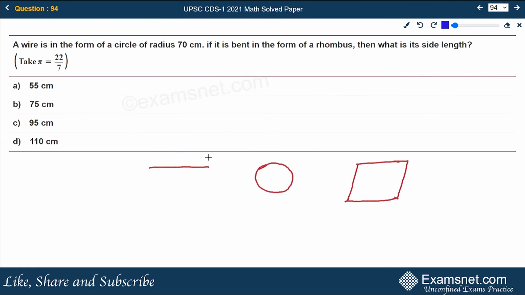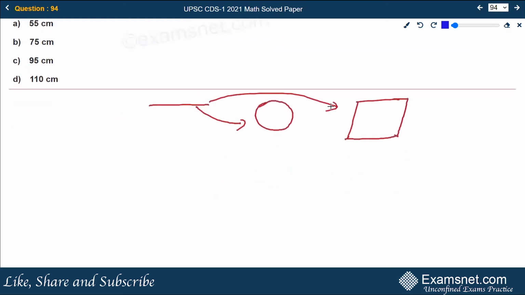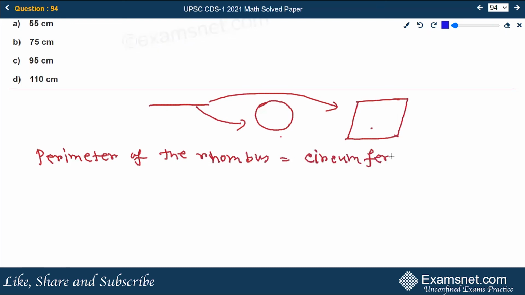Also with that same wire, when we form a rhombus, the perimeter of the rhombus is equal to the length of the wire. So the circumference of the circle and the perimeter of the rhombus are the same. So perimeter of the rhombus equals circumference of circle.